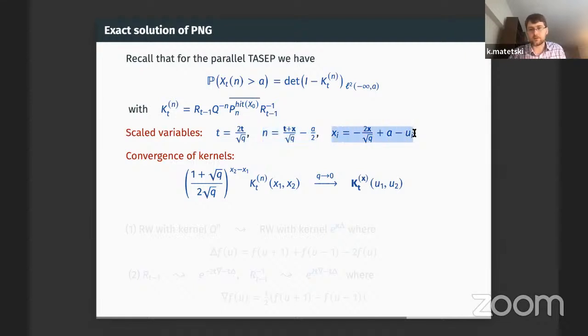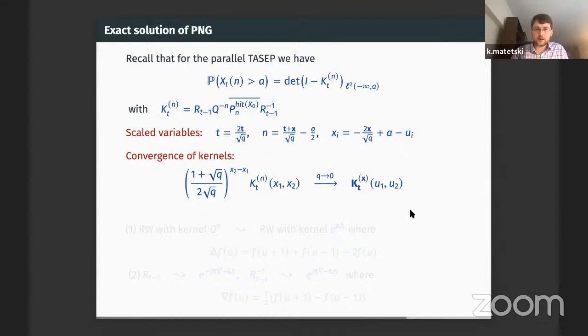And the variable in the kernel inside this determinant is rescaled like this. So if we conjugate the kernel by a suitable power, then when Q goes to zero, we can show that convergence of the kernels holds in trace class. And what we obtain in the limit is the kernel for the PNG model.